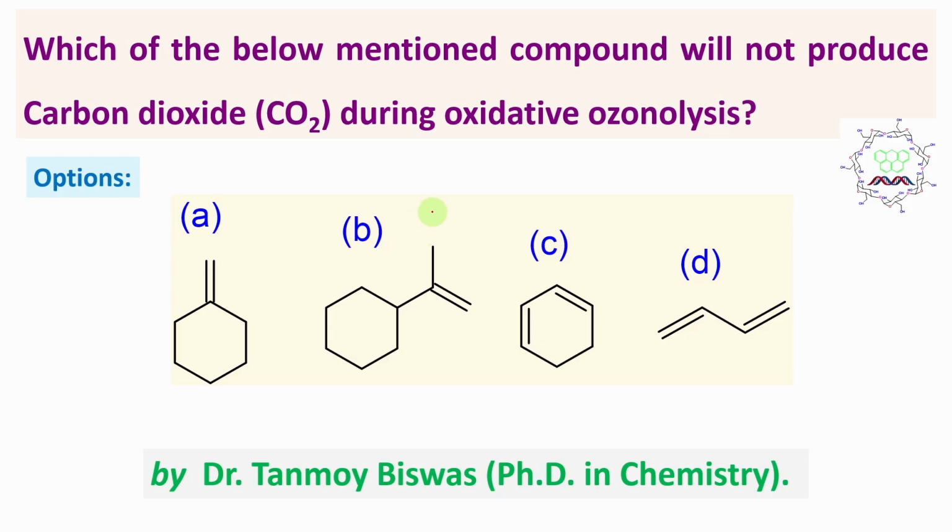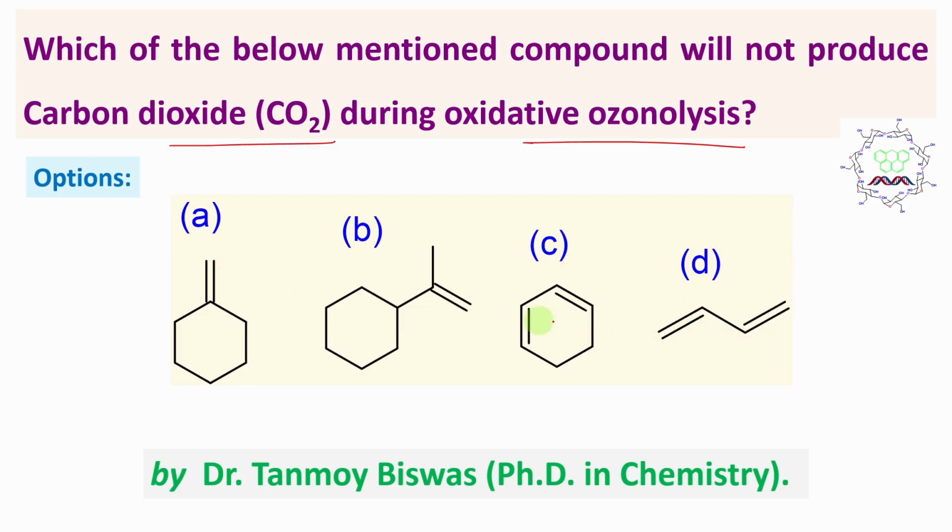Today's topic of discussion is actually a very interesting topic and the question is in front of you. Which of the below mentioned compounds will not produce carbon dioxide during oxidative ozonolysis? 4 compounds are provided. I request everyone, please pause the video, try by yourself, and whatever answer you get, please write in the comment box along with a few words of explanation. I believe you have tried, so let's start now.